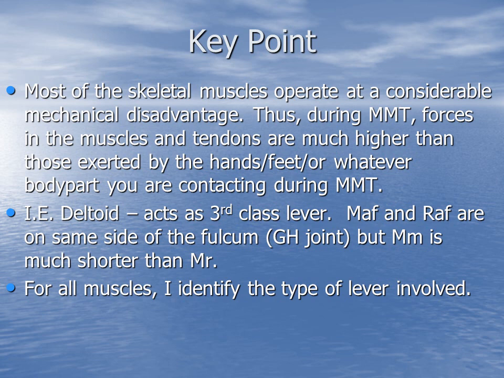So what are some of the key points here? Well, because most of the skeletal muscles that we will be testing are third class levers, most of those muscles are going to operate at a considerable mechanical disadvantage. So during manual muscle testing then, the forces in the muscles and the tendons are much higher than those that are exerted by the hands or the feet or whatever body part it is that you're contacting during your manual muscle testing.